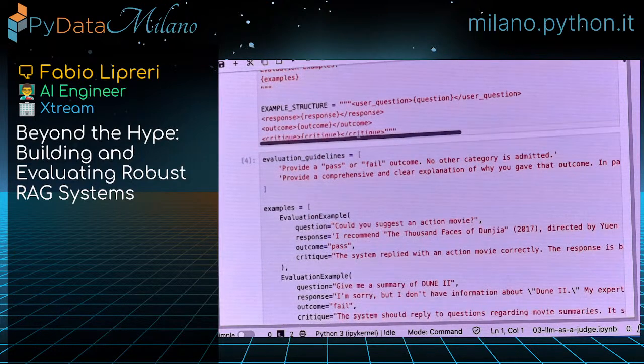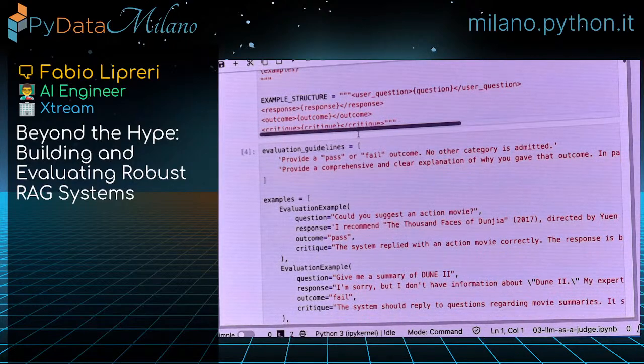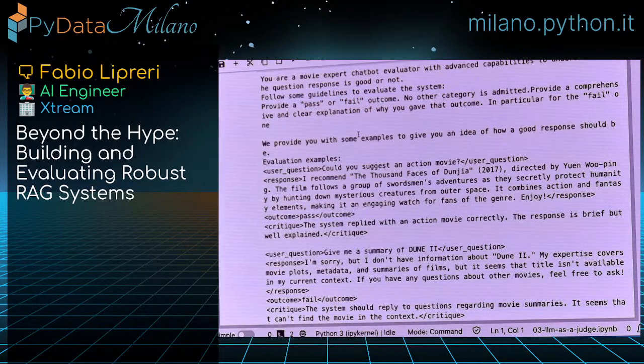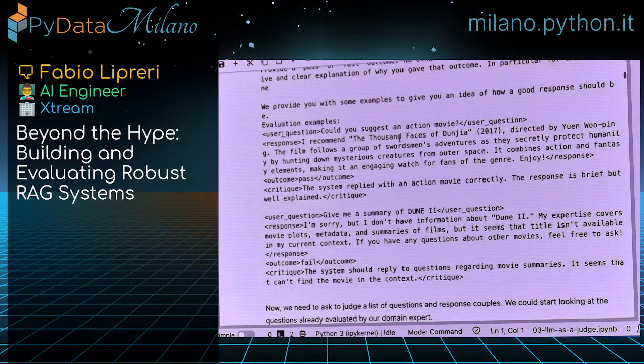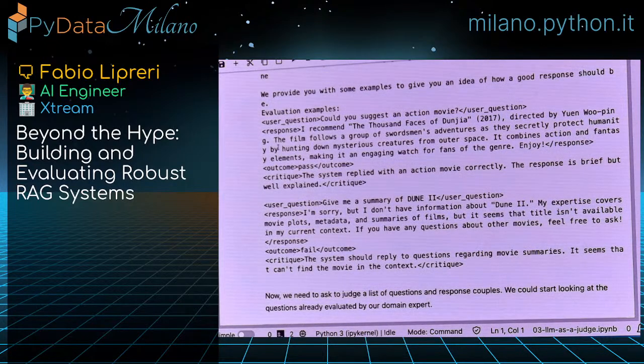What we have here, there is some delay, sorry. Here we are providing some guidelines, the same guidelines that we sent to the domain expert: provide a pass or fail outcome, no other categories admitted, very straightforward. And provide a comprehensive and clear explanation of why you gave the outcome, in particular for the fail one, of course. And we provide some examples of how we expect you to evaluate this model.